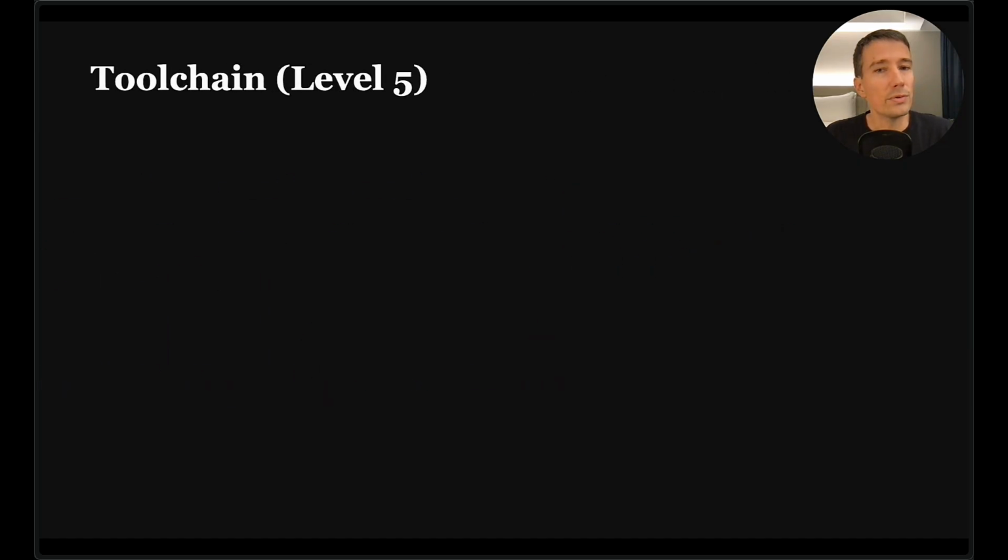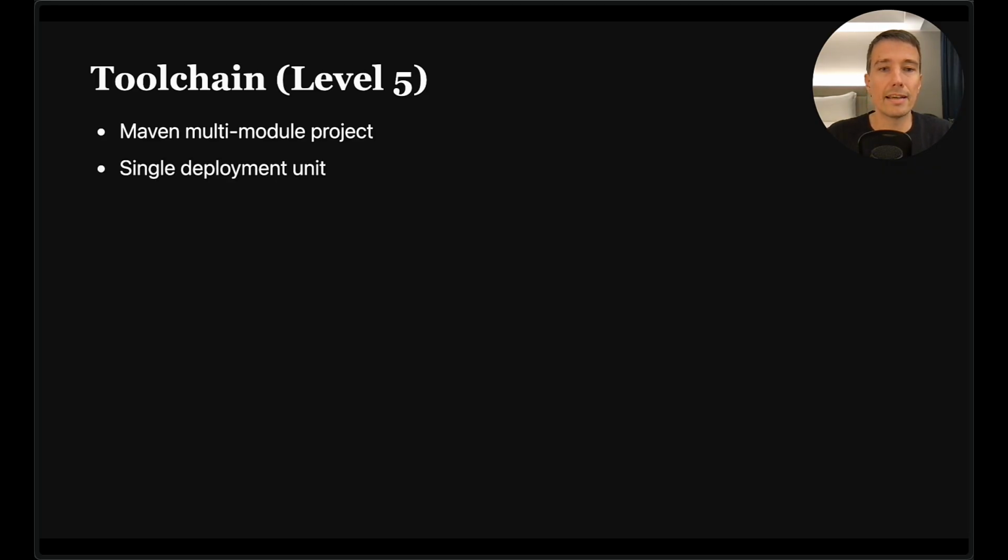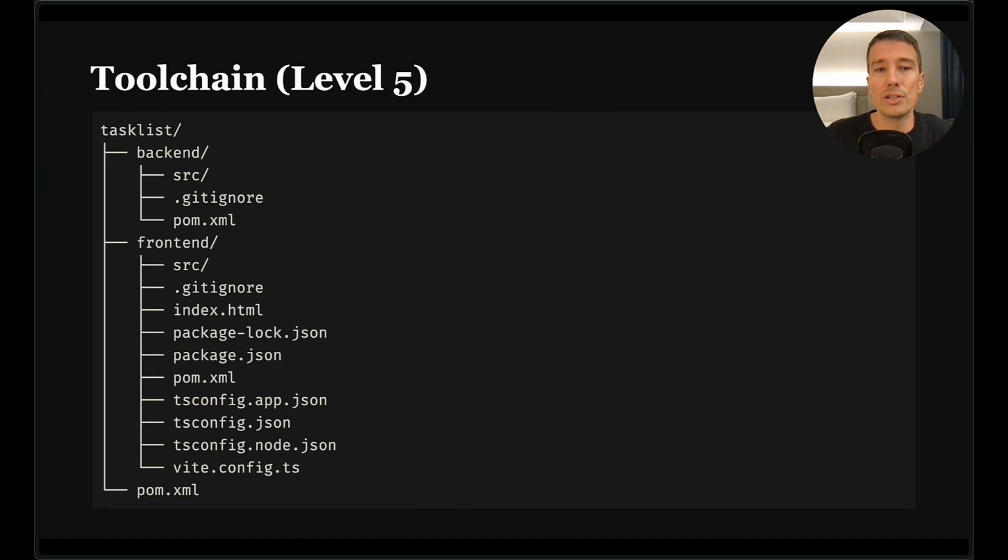So what can we do to simplify the toolchain? I would like to focus on two things here. I would like to set up a Maven multi-module project to be able to simplify the build process, and I want to be able to deploy the backend and the front end together as one unit, for example, as an executable jar file.